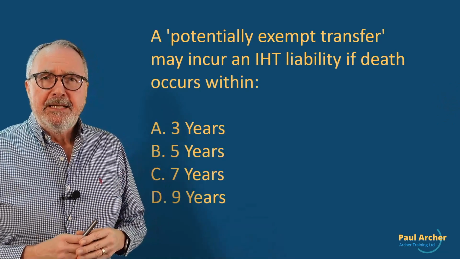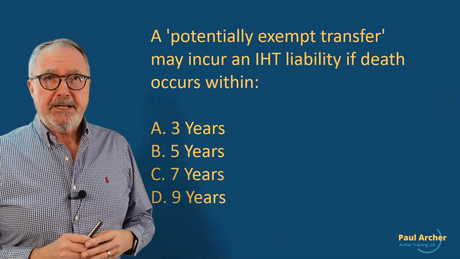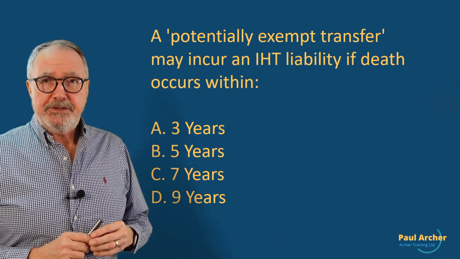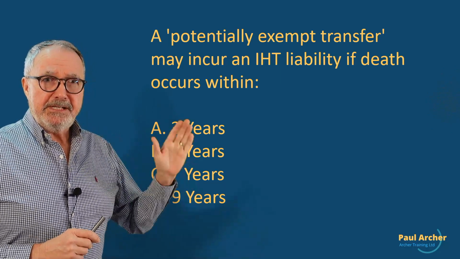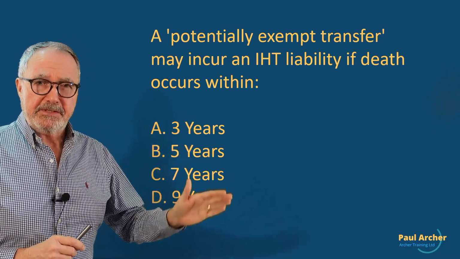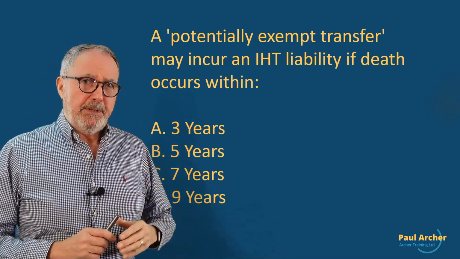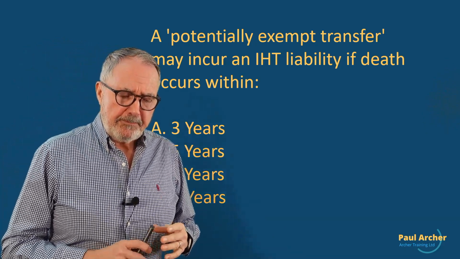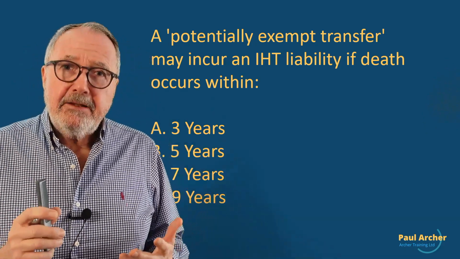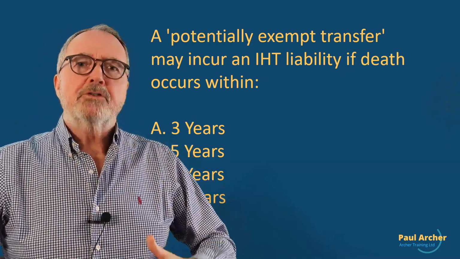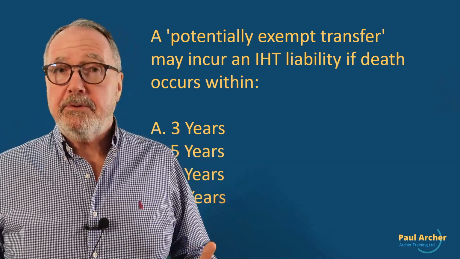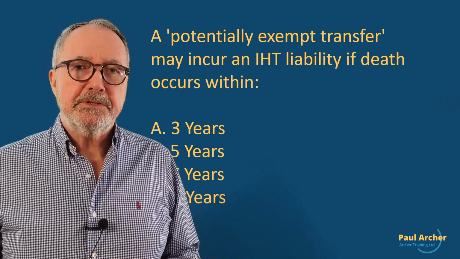Here we go. A potentially exempt transfer may incur an IHT liability if death occurs within 3, 5, 7, 9. Typical, they go up in numbers, don't they, these questions? So what's this all about then? Well, a potentially exempt transfer. Well, whilst you're alive, and in your will, of course, you can give money away or transfer money to people, charities, political parties, whatever you want to do.